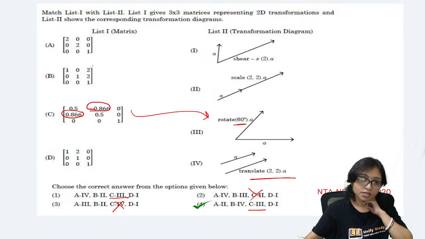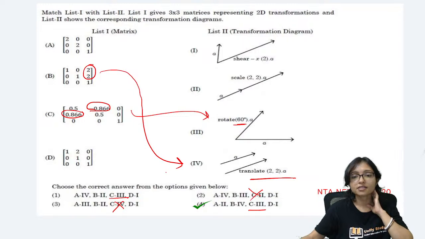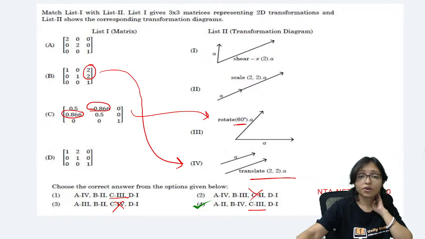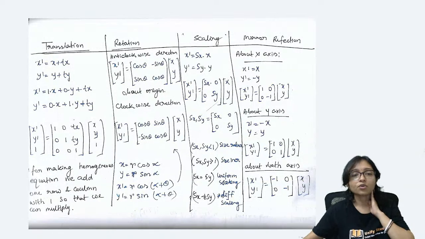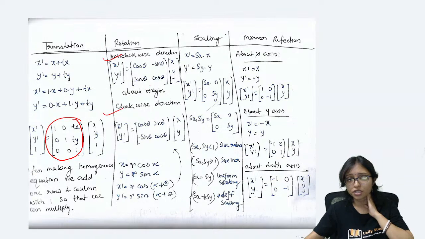Translation matrix is this one. This is tx, ty. This is the way you can relate the translation matrix, right? For this one, this format is very important. You need to remember the matrix format. This is the translation matrix format. This is the anti-clockwise rotation and clockwise rotation.